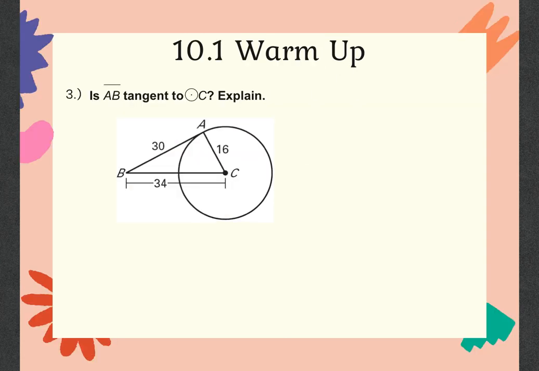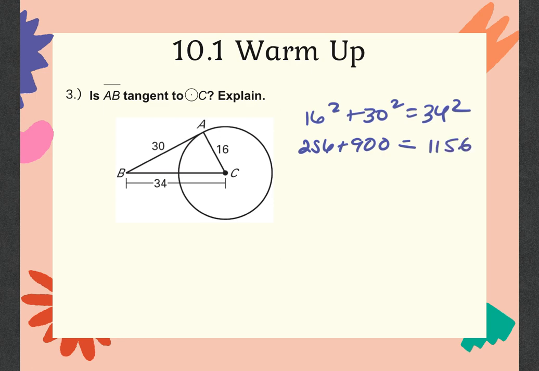And 3 is: is AB tangent to circle C, and explain why. So how would I know it's tangent before you even get to the yes or no? You do the Pythagorean theorem. Good. So 16 squared plus 30 squared would have to be equal to 34 squared. I get 256 plus 900 and 1156. Are they equal? Yep.